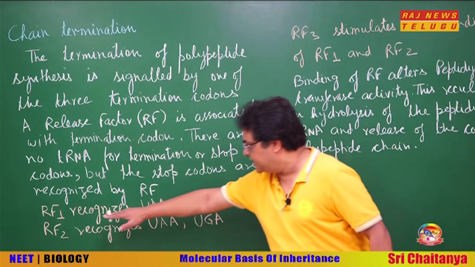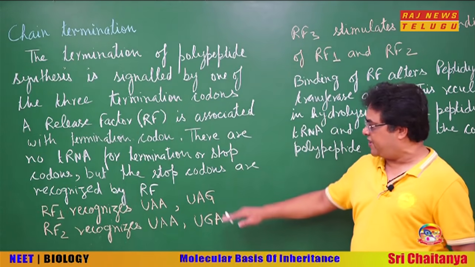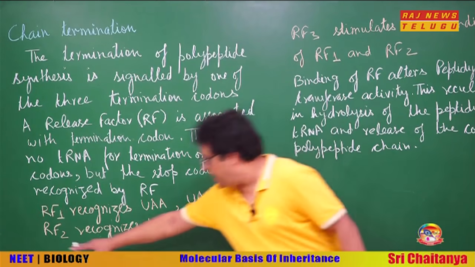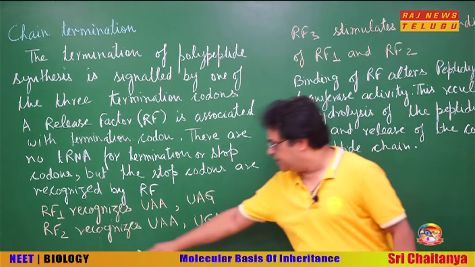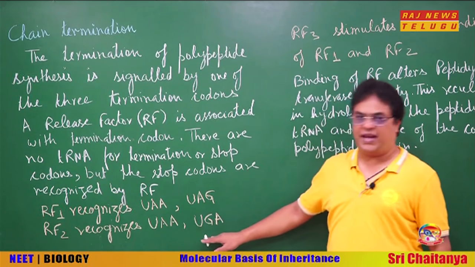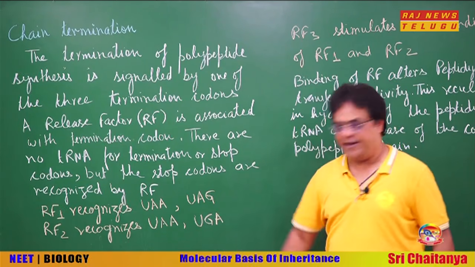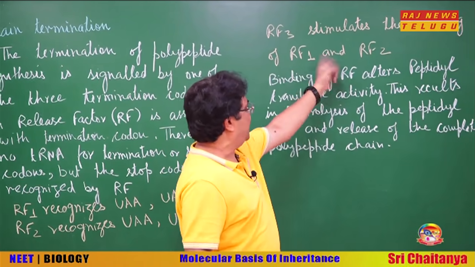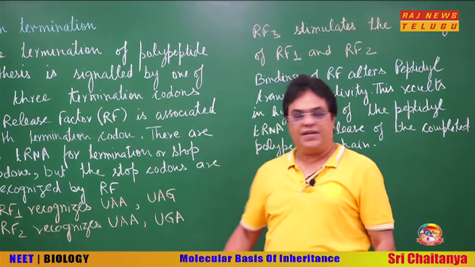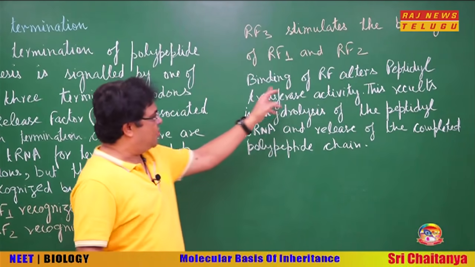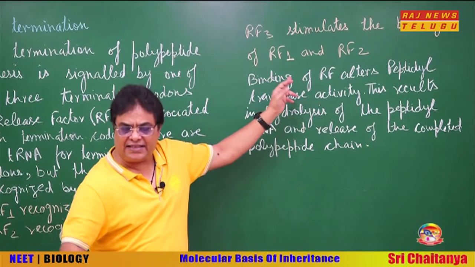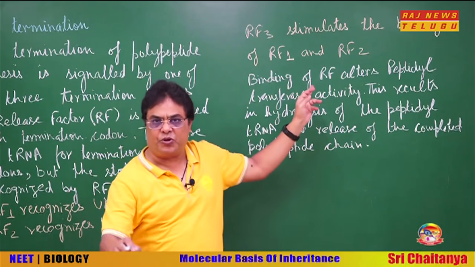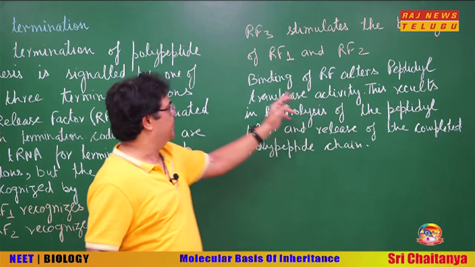Okay. As you can see, RF1, release factor 1, recognizes the stop codons UAA and UAG, and RF2, release factor 2, recognizes the stop codons UAA and UGA, while RF3 stimulates the binding of RF1 and RF2. Okay. So, the release factor becomes active when any of the three stop codons comes on the ribosome.